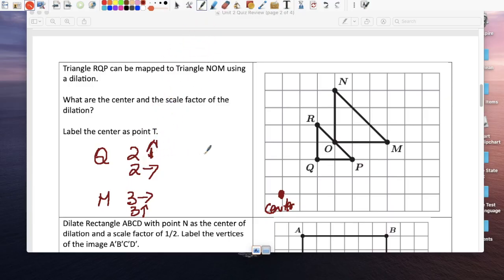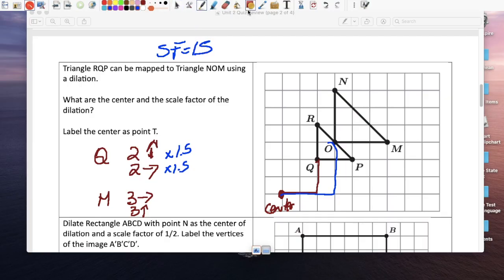So what was the scale factor? How did 2 become 3? Well, in order for this distance, somebody multiplied that 2 and that 2 to become 3 and 3. So what did I multiply these two by to become 3? 1.5 times 1.5? So there, it looks like the scale factor is 1.5.